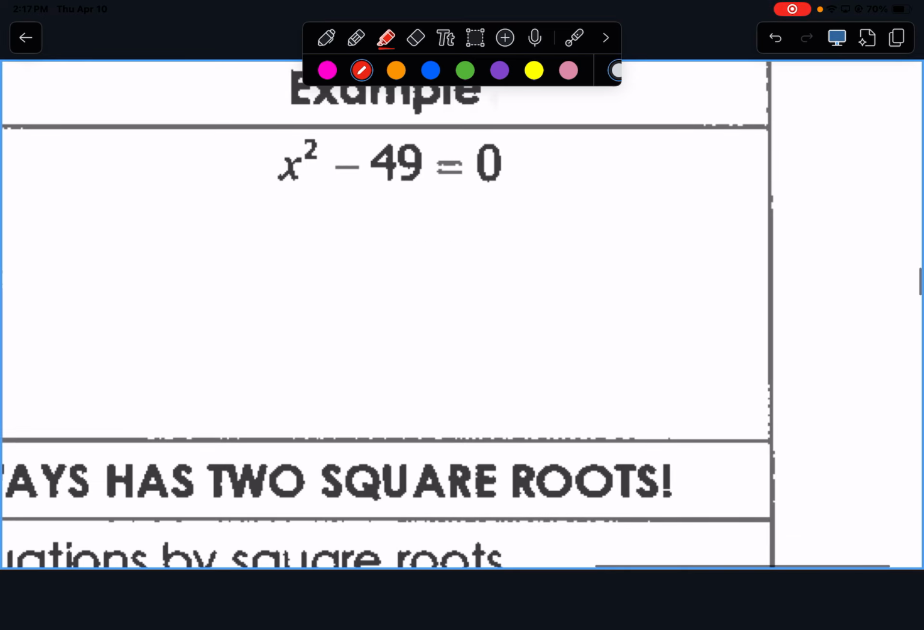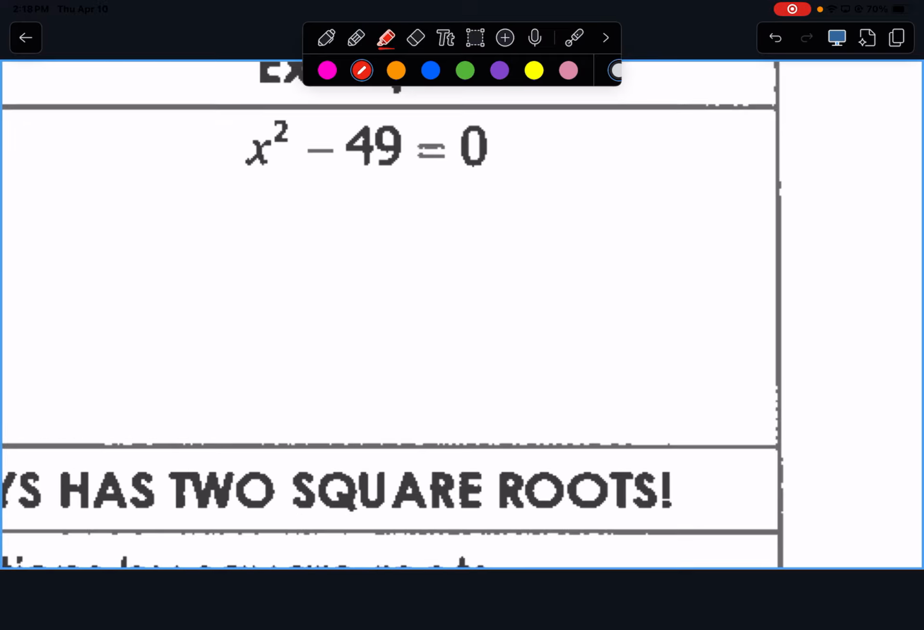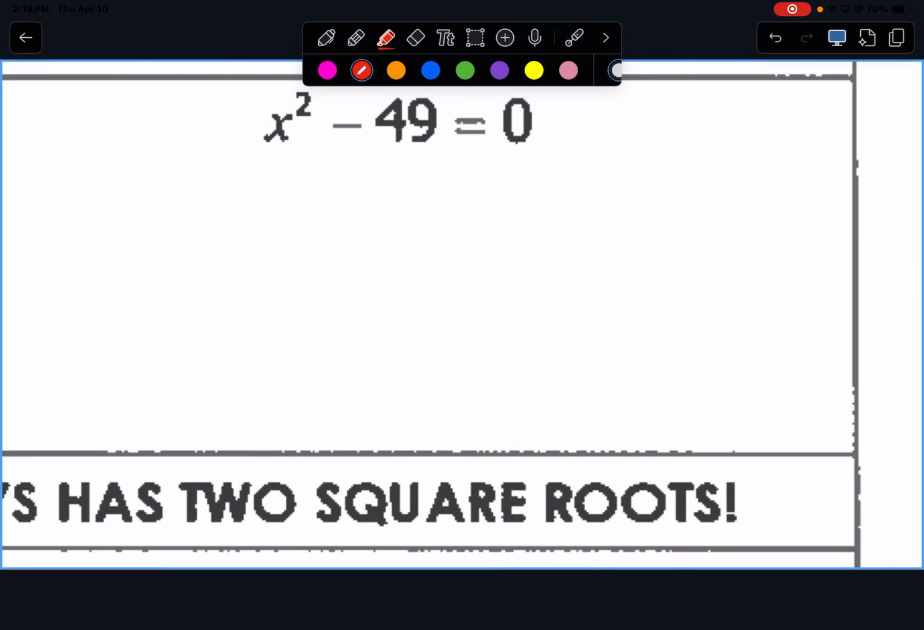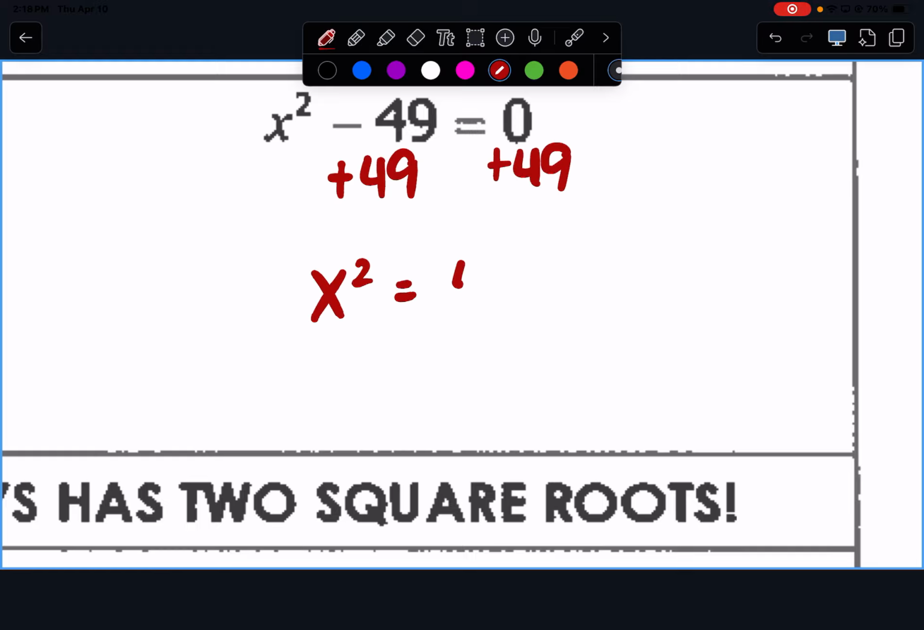So we solve this just like a normal equation. We have to isolate the x squared. We have to get the x on a side by itself. So how do I do that here? Plus 49 on both sides. So we get x squared equals 49. Now what? How do I undo a square? Square root. So we get x is equal to 7.